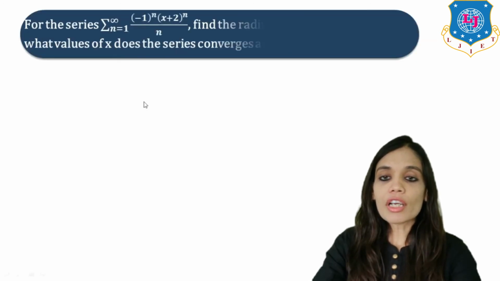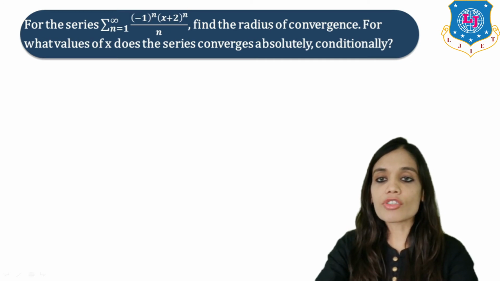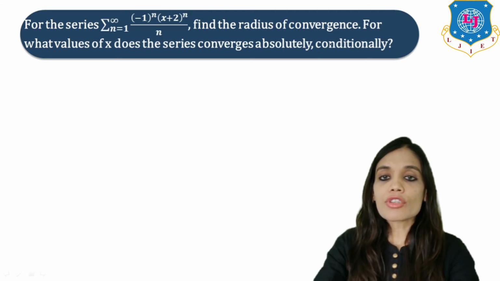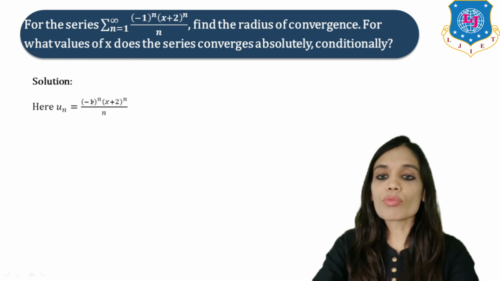Okay. Now, let us study one more example. For the series summation n equal to 1 to infinity, minus 1 raised to n into x plus 2 raised to n upon n, we have to find the radius of convergence. And for what values of x will this series converge absolutely or conditionally, right? So firstly, let us write our un. So un is equal to minus 1 raised to n into x plus 2 whole raised to n upon n.